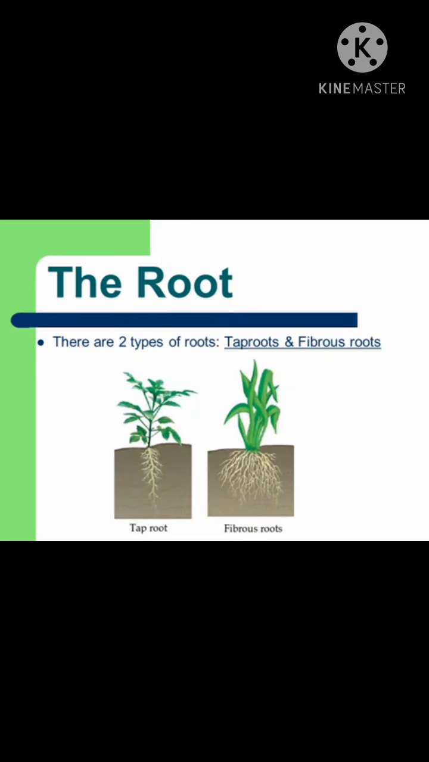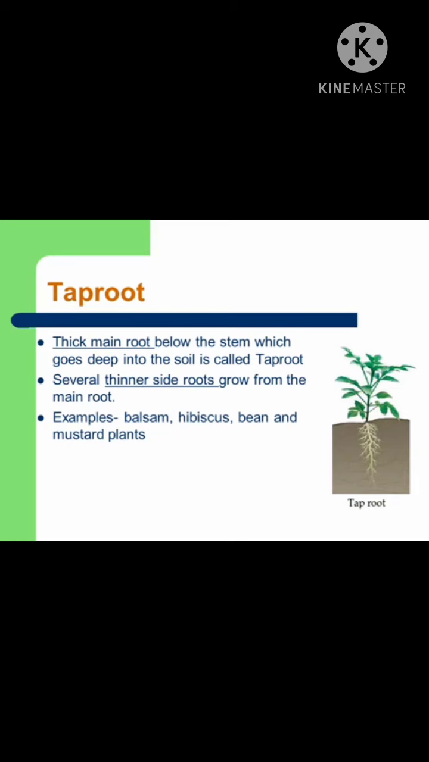Now, there are two types of roots, tap roots and fibrous roots. Let's study about them in detail. Tap root. Thick main root below the stem which goes deep into the soil is called taproot. There are several thinner side roots that grow from the main root. Examples: balsam, hibiscus, bean and mustard plants.